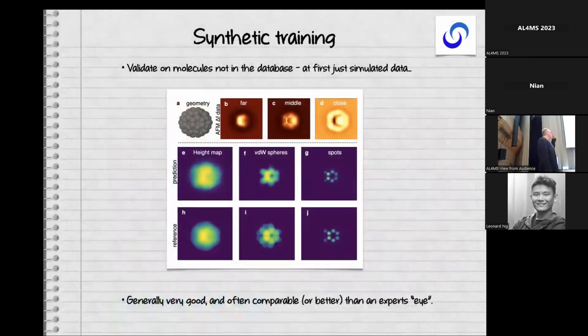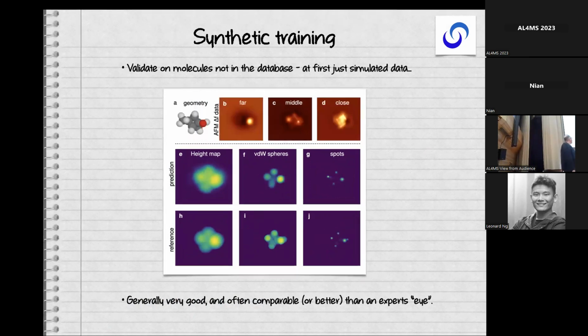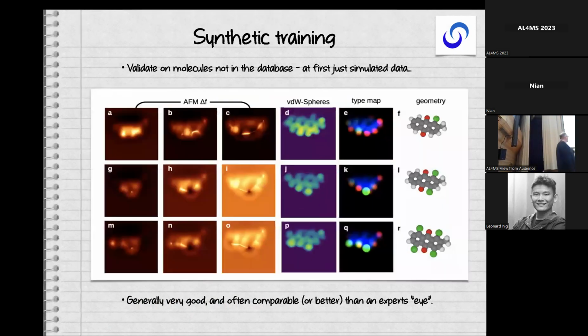Quickly, just to show how well it works, of course, for simulated data, here's a few examples. Here is a buckyball. You see the prediction at a bunch of heights for the fingerprints. You see the reference. Here, slightly more complicated, more 3D shape, different functional groups. Again, pretty good. At this early stage, we even had preliminary elemental recognition. I'll come back to this later. But this was a proof of concept that this actually could work to give us a beginning point.